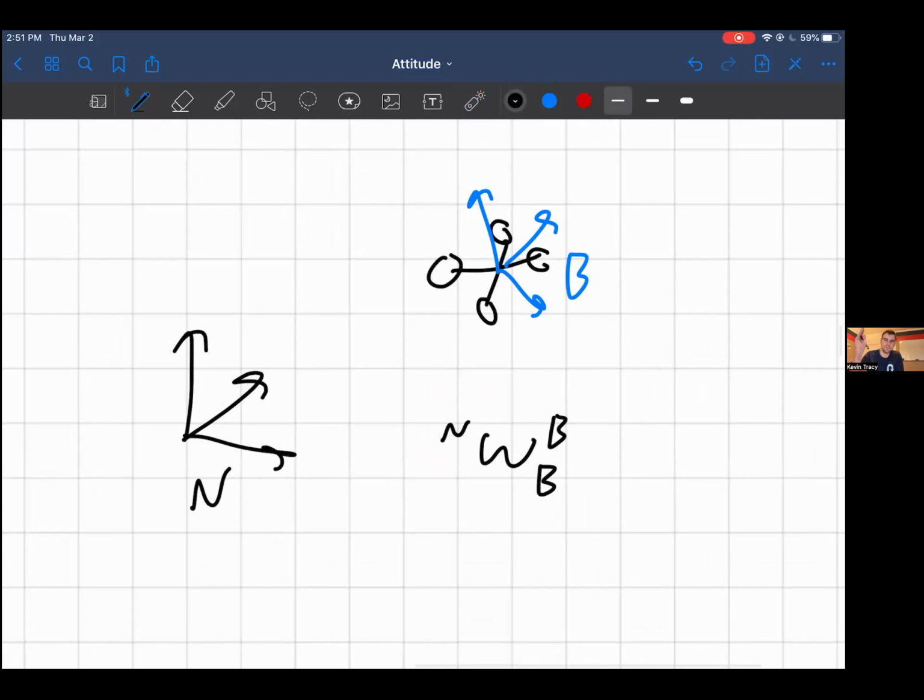This is almost never written out with this full notation. People just write omega, and you're supposed to assume they're talking about what you think they're talking about, and they almost always mean this. So when they say omega, whether it's a spacecraft or a robot, they're almost always talking about the angular velocity of the body B with respect to some inertial frame or world frame N, always expressed in the body frame of the robot. Again, if I had a gyro on a drone, this is what I'd be talking about. Does that answer your question?